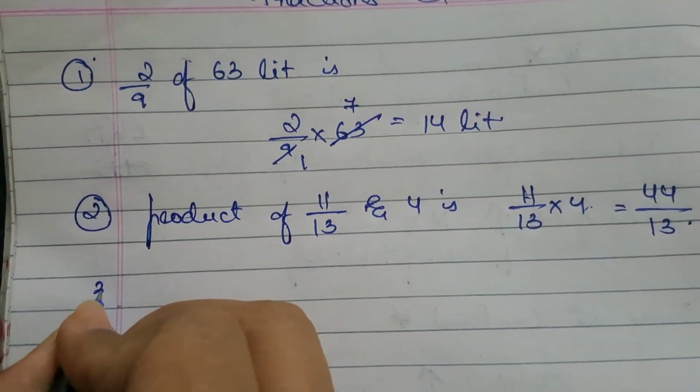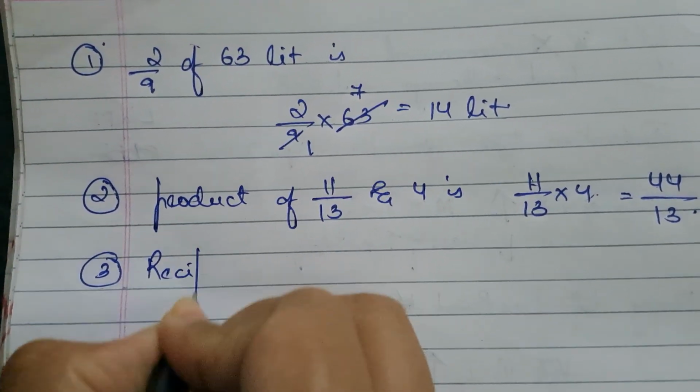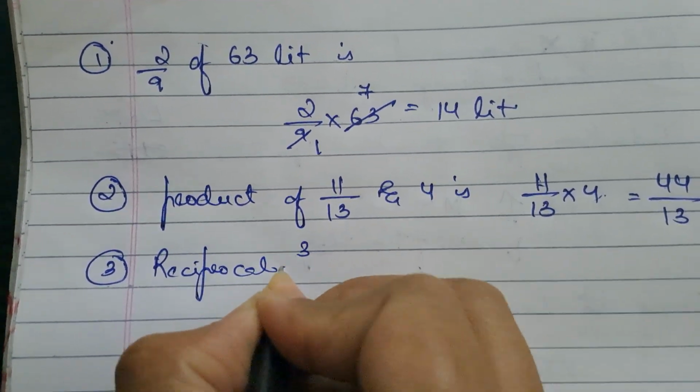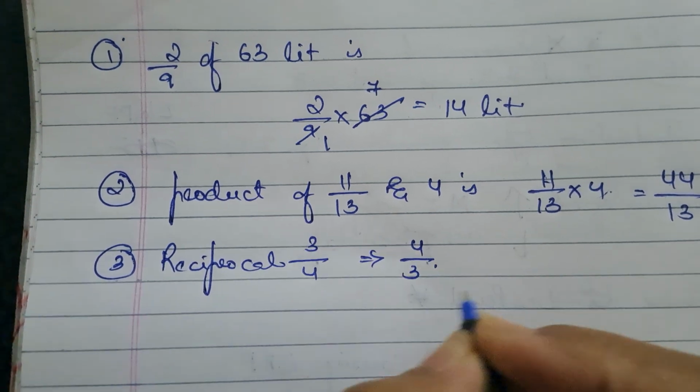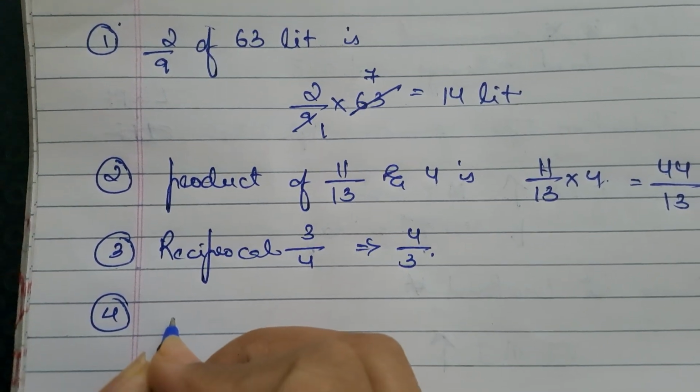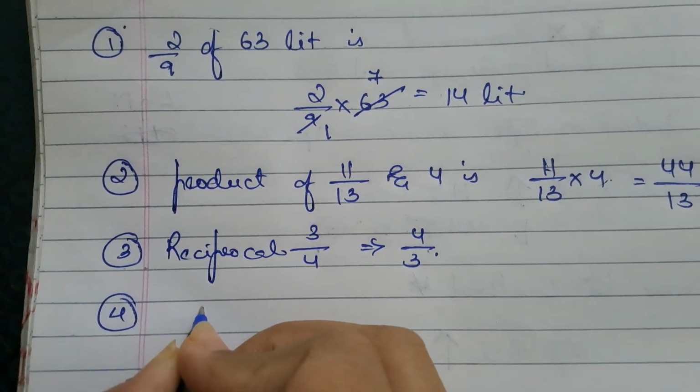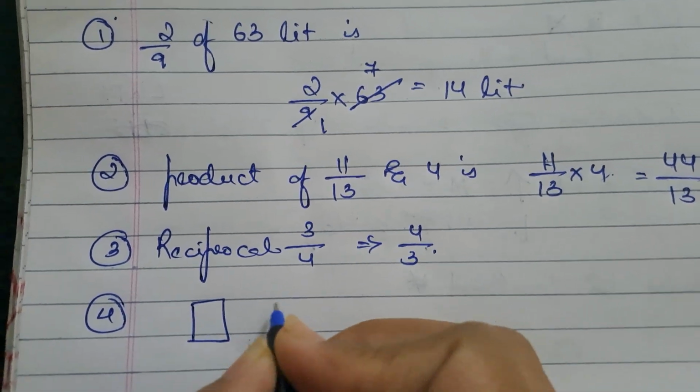Okay, the third question is write the reciprocal of the fraction that is given as 3 upon 4. Now 3 upon 4 reciprocal becomes 4 upon 3. Fourth one is write the numbers in the box such that, okay, there is a box blank given. I have to fill that blank.